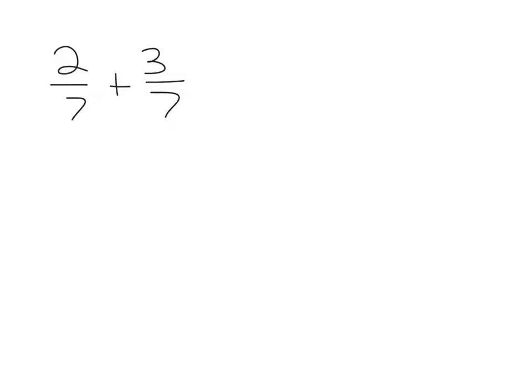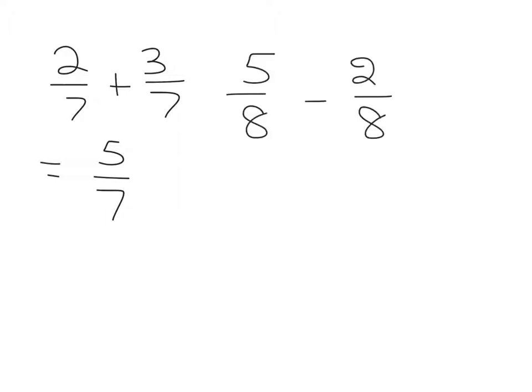If we're adding or subtracting fractions, our bottom number has to be the same. If it is the same, then all we're adding is the top numbers. So we've got 2 add 3, which is 5, and the bottom number stays the same.